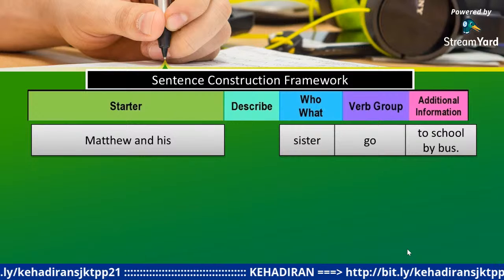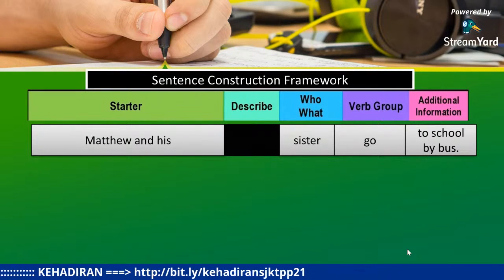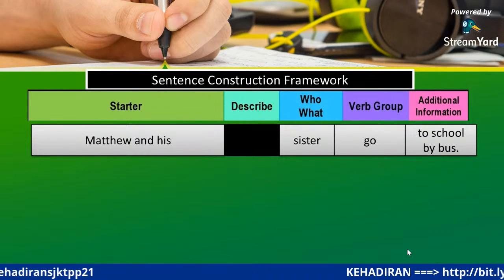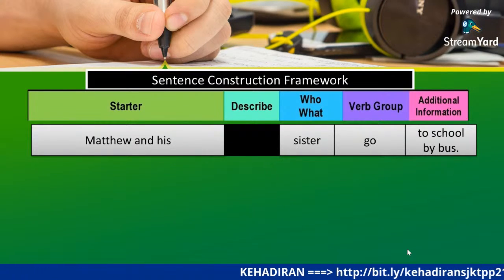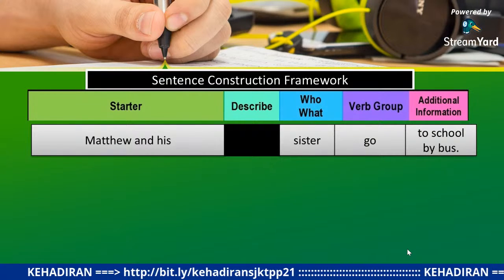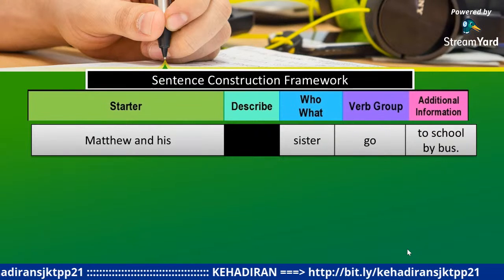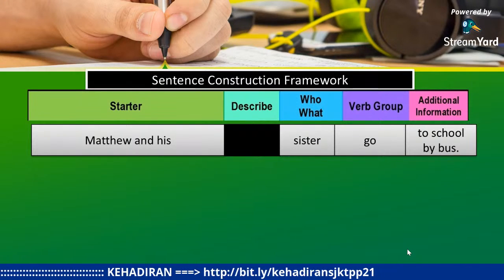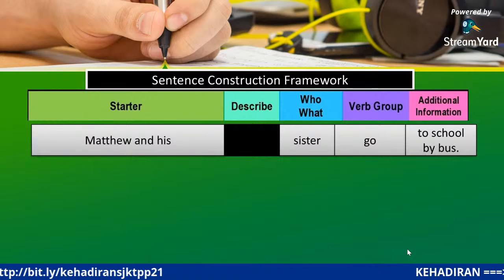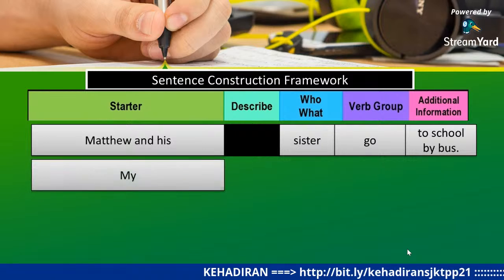Matthew and his sister go to school by bus. This is just to tell you that not all the time you need to describe the who or what. Sometimes you don't need to if you feel unnecessary. It is quite boring to put description or adjectives in all your sentences. Am I right? So if you feel it is unnecessary, do not put it. Same goes to the additional information. Okay, Matthew and his sister go to school by bus.